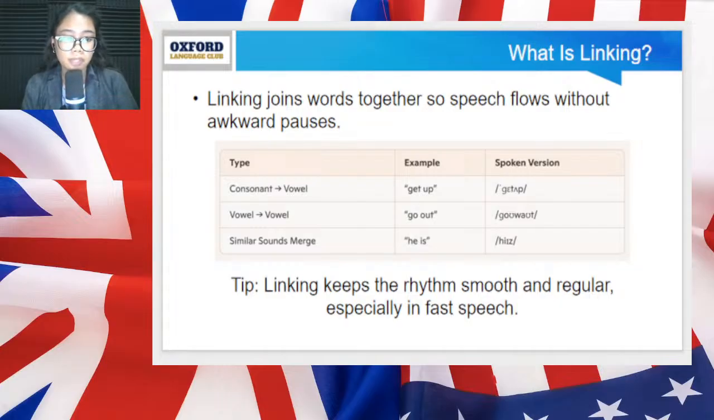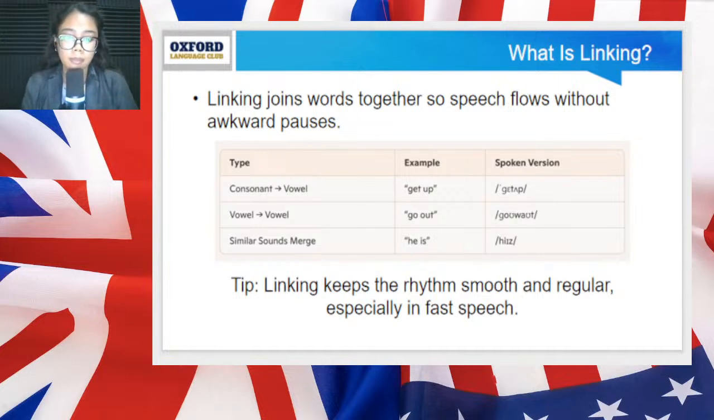You can think of other common phrases like pick it up. When said naturally, it sounds like pick it up, right? The K from pick, which is the last sound, goes to it, the first sound of it, which is the vowel sound. And the last sound of it goes to the first sound of up. So it would sound like pick it up instead of pick it up.